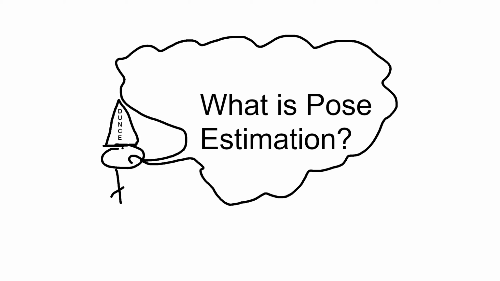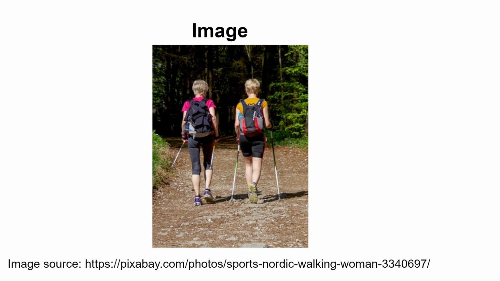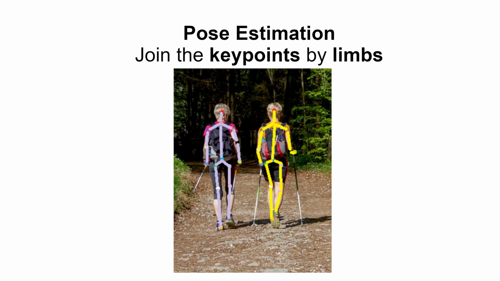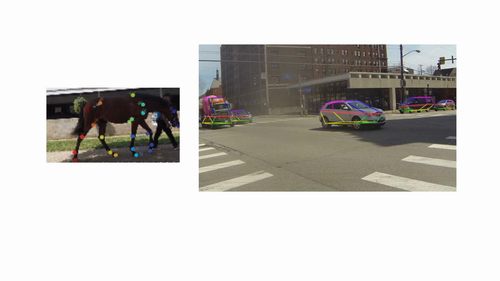So what is pose estimation? I hear you ask. Well, stop asking and get answered, for here it is. Usual pose estimation starts with an image of a person, identifying key points, and then joining these key points in a logical manner to form the pose. We can also do this for other objects and creatures.